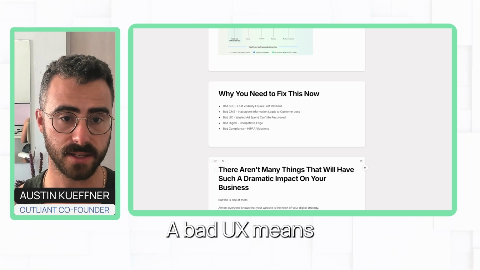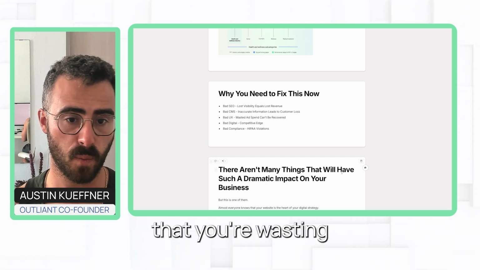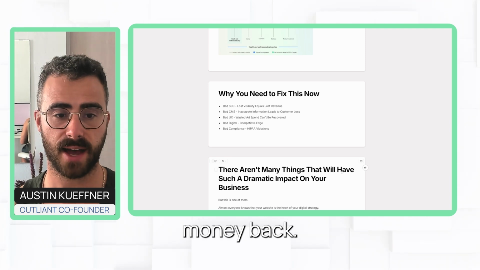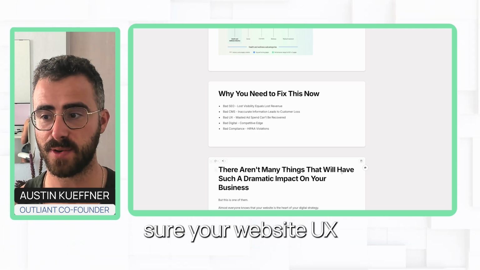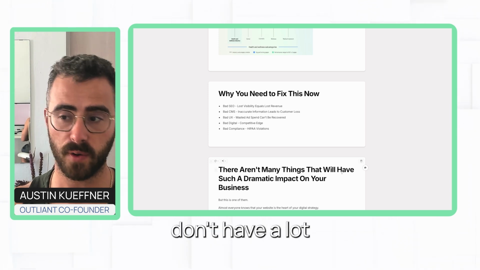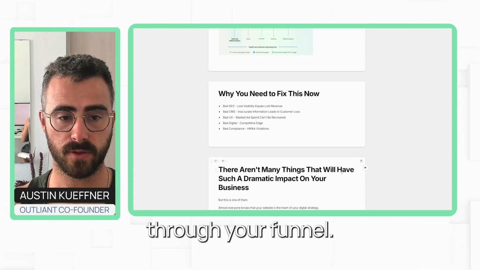A bad UX means that you're wasting a lot of ad spend that can't be recovered. You're never getting that money back. You want to make sure your website UX is intuitive and makes sense, so that people don't have a lot of friction when they're going through your funnel.